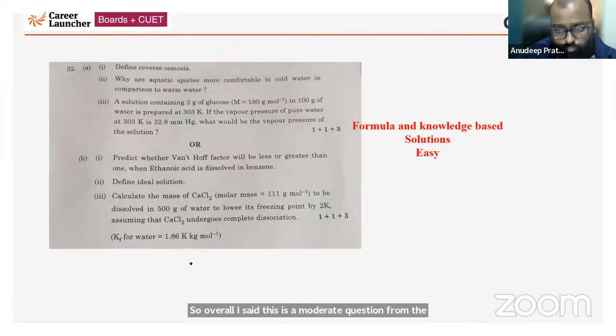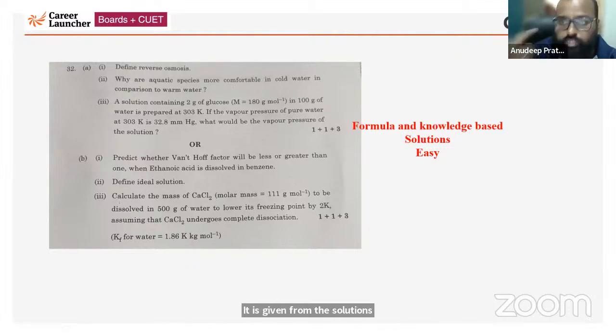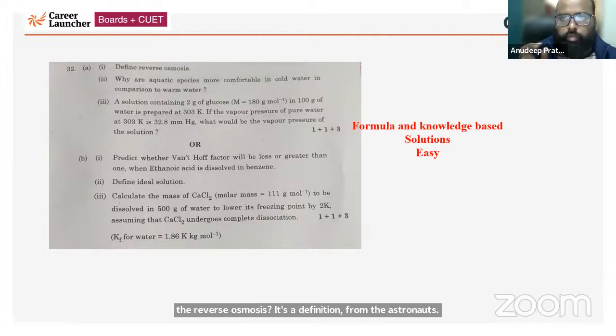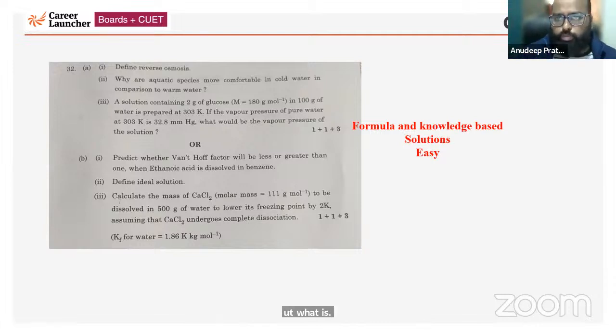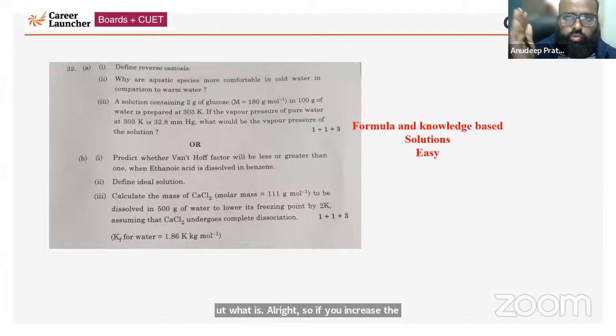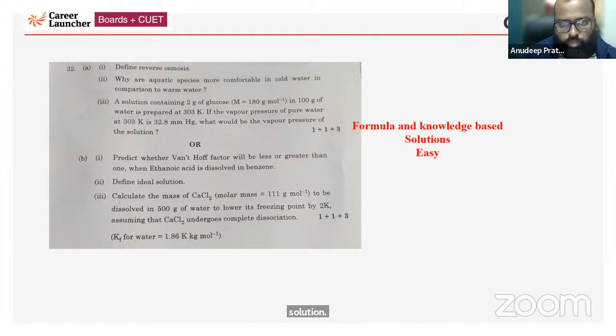Okay, so the next one is given from the solutions chapter. It is asking what is reverse osmosis. It's a definition from osmosis. If you have a little bit of knowledge about what osmosis is, you can write down what reverse osmosis is. If you increase the pressure by an external method, the flow of solvent moves from the high concentrated solution to the low concentrated solution. That is called reverse osmosis, right? So that's that question.